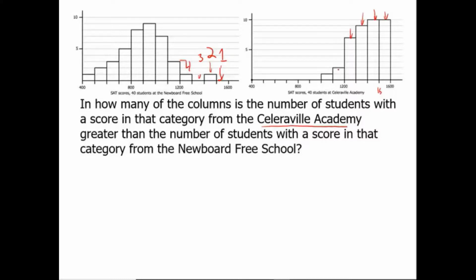This column's only at 2, and the corresponding column here is at 3, so now this one is bigger, not this one. So this one doesn't count, and then this one goes down to 1, this one goes up to something much more than 1. So there are 4 columns, 1, 2, 3, 4, 4 columns here that are bigger than the corresponding columns here. And so the answer is 4.